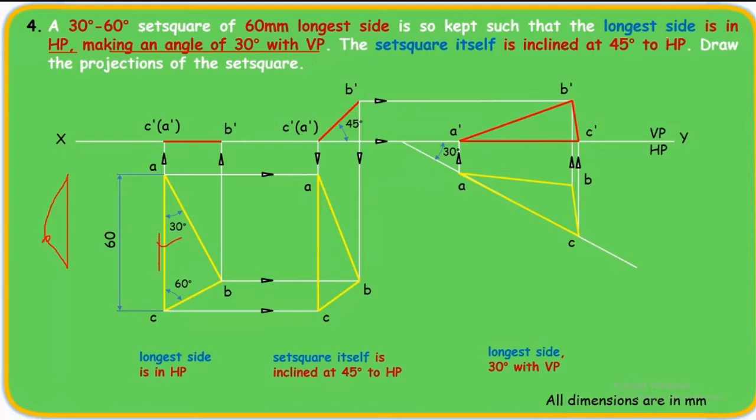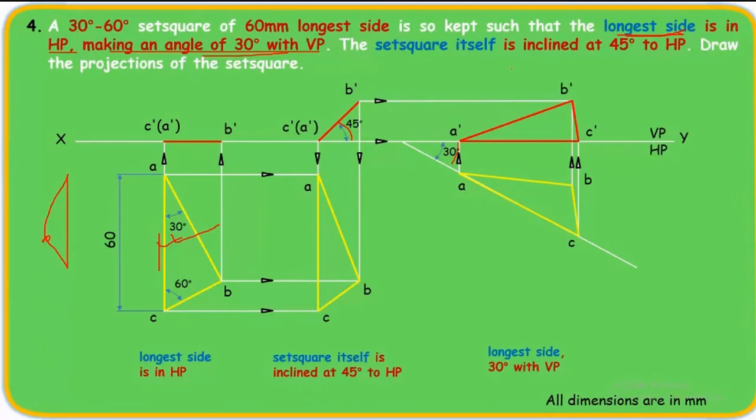And this makes an angle of 30 degrees with VP. This is the last step. This longest side makes an angle of 30 degrees with VP. Don't get confused. This is the last step. Whenever a plane is resting on the horizontal plane, whenever the true shape is here, make sure you first take the angle with respect to HP, then with respect to VP.